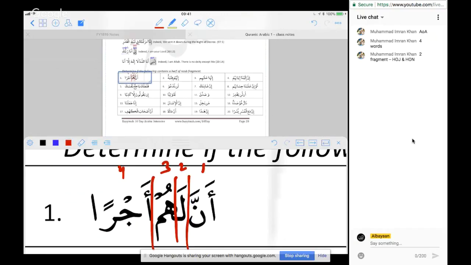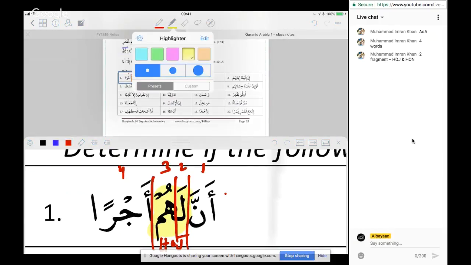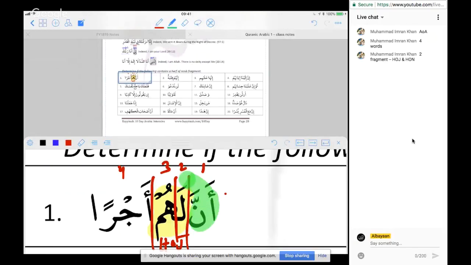So this yellow part is the harf of jar fragment, and the green part is the harf of nasab fragment. So we have anna, which is the harf of nasab, and its ism is at a distance. So this one is the harf of nasab fragment, because they can't tolerate the distance.